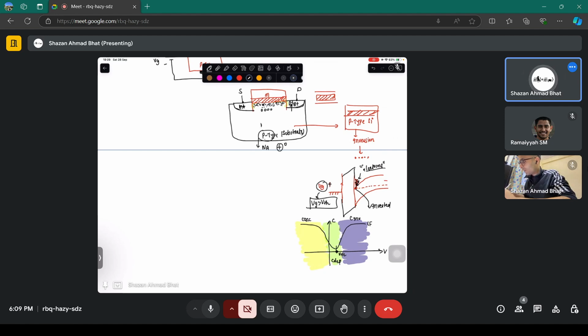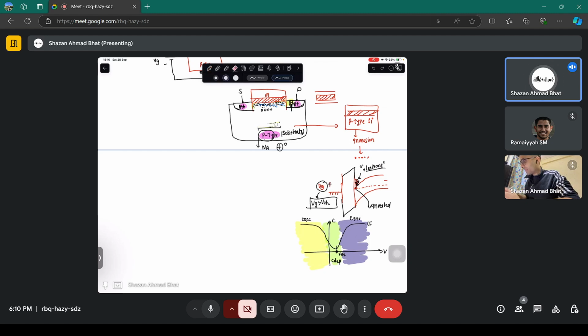Then this substrate has to be N type. That you should always keep in mind. If this substrate is N type, these regions have to be P type. If this substrate is P type, these regions have to be N type. That is the overall fundamental, because for the p-type substrate, electrons will be induced here. For the n-type substrate, holes will be induced here. Just keep this in mind always.